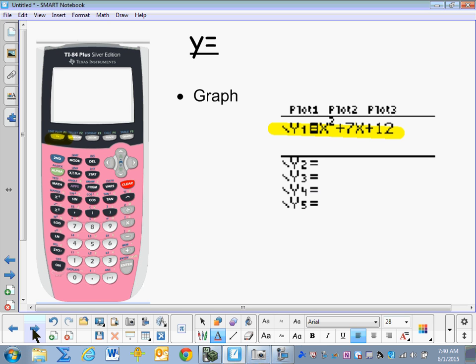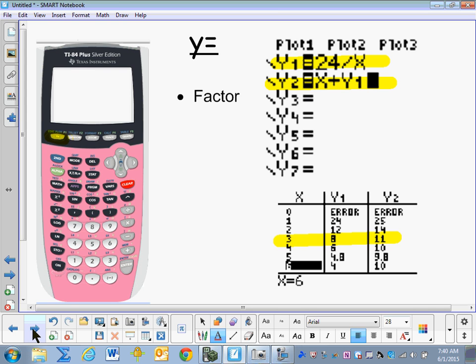We've been using the Y= key a lot. We use it to graph. We type in the equation and then we can look at the table, the graph, we can trace. We also use it to factor a number. Take the number, divide it by x, and then in y2, type in x plus y1. And look at the table, and it'll give you the factors, the two numbers that multiply to the number, and it'll also tell you what they add to, so to help in factoring.